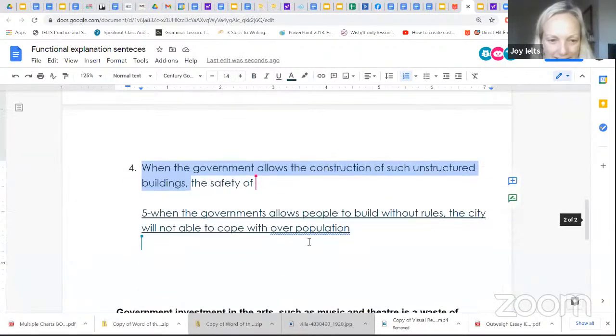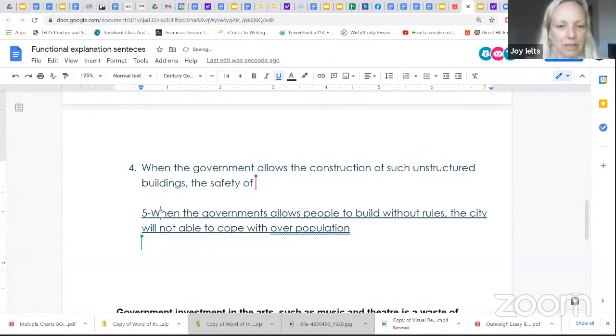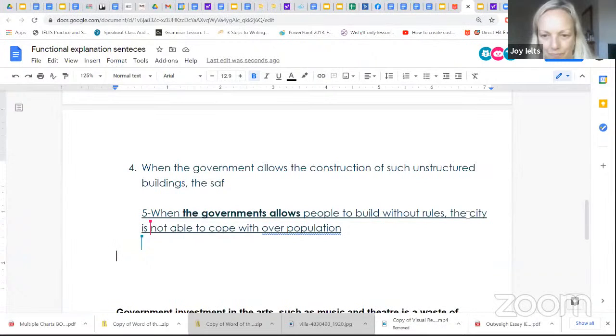So I've got another person writing here. Look, number 5, when the government allows people to build without rules, good, the city will not be able to cope with overpopulation. Okay, number 5. Let me make a comment. First of all, number 5, there's a grammar problem here. Can you please identify this grammar problem here? And then I would say cities, talking about all cities, not the city.